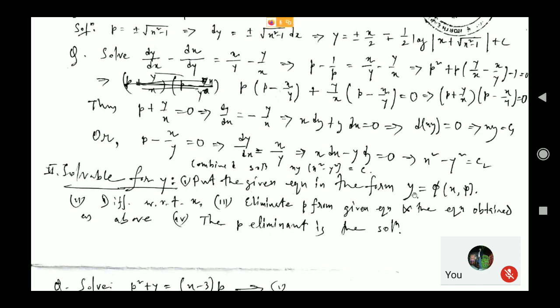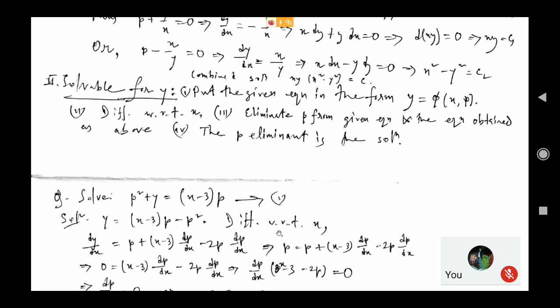So first you separate the variable y from other variables. Next you differentiate both sides with respect to x. Third step is eliminate p from the given equation and the equation obtained. Given equation is this, and equation obtained means after differentiation, whatever you get. So from these two, you eliminate p. And the last step is the p eliminant is the solution. When you get rid of p, whatever remains, that is the solution.